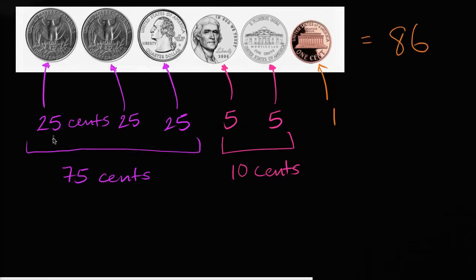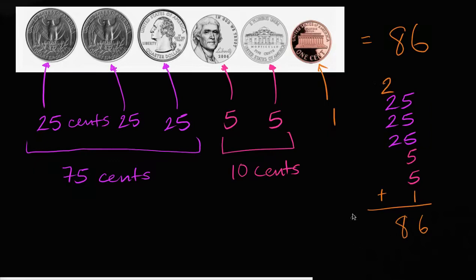And if it felt a little bit too fast to count up 25, 50, 75 in your head, you could also add them up. 25, 25, 25, plus 5, and another 5, plus 1, plus 1. You could add them up this way, and then what would you get? 5 plus 5 is 10, plus 5 is 15, plus 5 is 20, plus 5 is 25, plus 1 is 26. So that's 2 tens and 6 ones. Put the 2 tens up here. 2 plus 2 is 4. 4 plus 2 is 6. 6 plus 2 is 8. So you could get 86 cents either way.